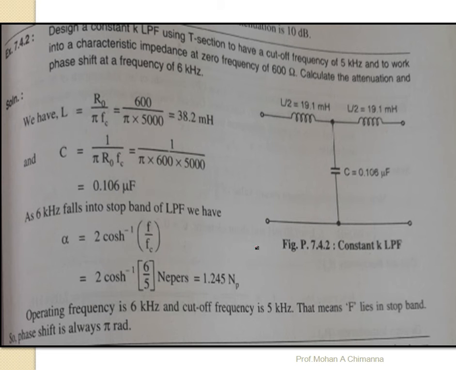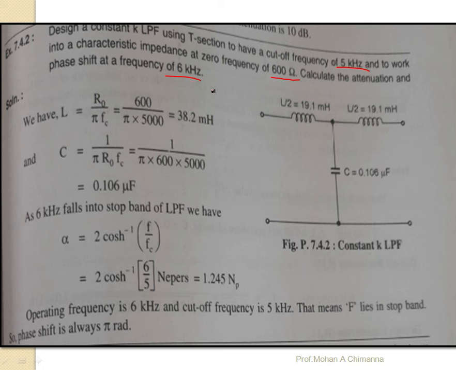Then the second problem. These are some examples; more types of examples may be asked in the examination. This is just for sample purposes. I will provide you some database and important questions in my next video also. So design the constant K low pass filter T section having the cutoff frequency of 5 kilohertz and working into a characteristic impedance at zero frequency of 600 ohm, and calculate the attenuation and the phase shift at the frequency of 6 kilohertz.